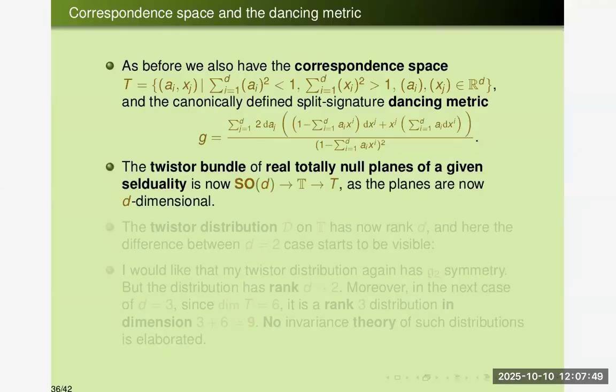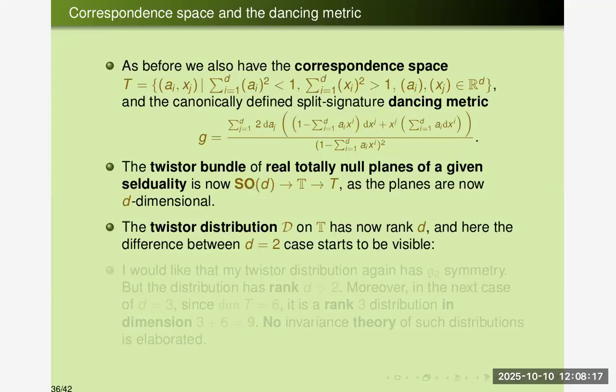Now the twistor bundle, so this bundle of real totally null planes, these planes should now have dimension D. So this bundle is now SO(D). Before it was an SO(2) bundle, a circle bundle over T. Now it is an SO(D) bundle over T. The twistor distribution now has rank D. So now we have a twistor distribution in the twistor space.